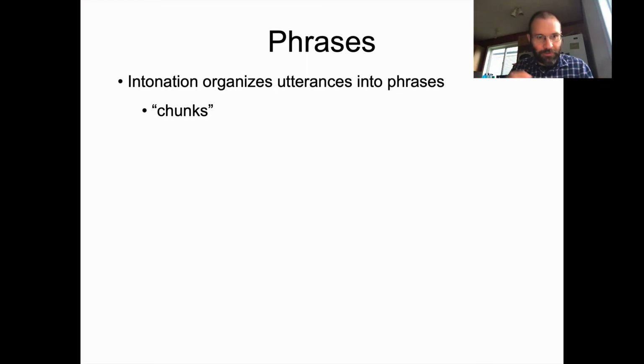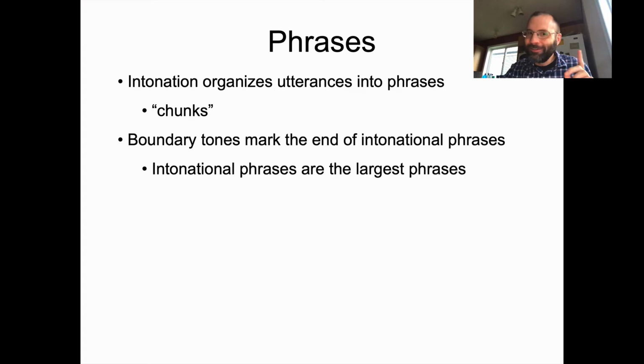Like I said, intonation will organize utterances into phrases. They're subdivisions of the entire utterance. Sometimes we refer to those as chunks, not as windows in this case. So you can set that aside for the moment. But chunks are phrases. Boundary tones mark the end of intonational phrases, which are the largest phrases in an utterance. We'll see there's even a further subdivision of that. We'll see that next time.